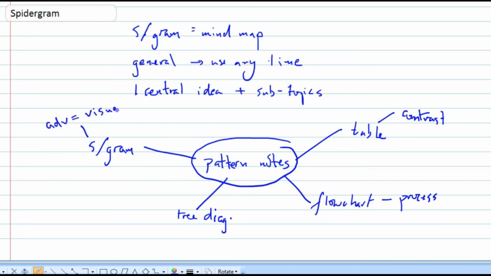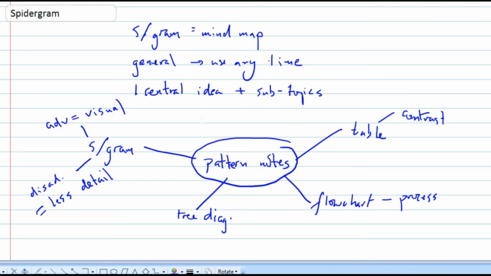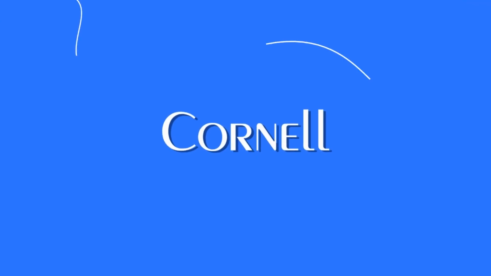A spidergram has some advantages. The main one, of course, is the fact it's very visual. The main disadvantage of this type of notes is that it tends to be less detailed than other notes, especially, for example, linear notes. So let's move on now to the final area, which is Cornell notes.